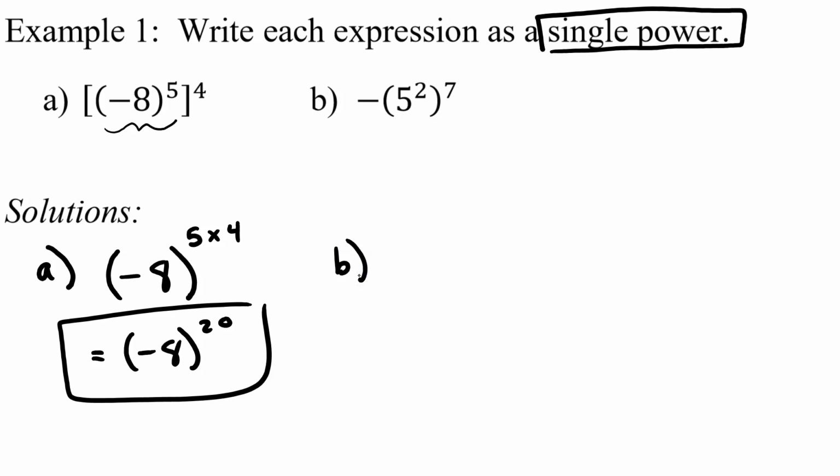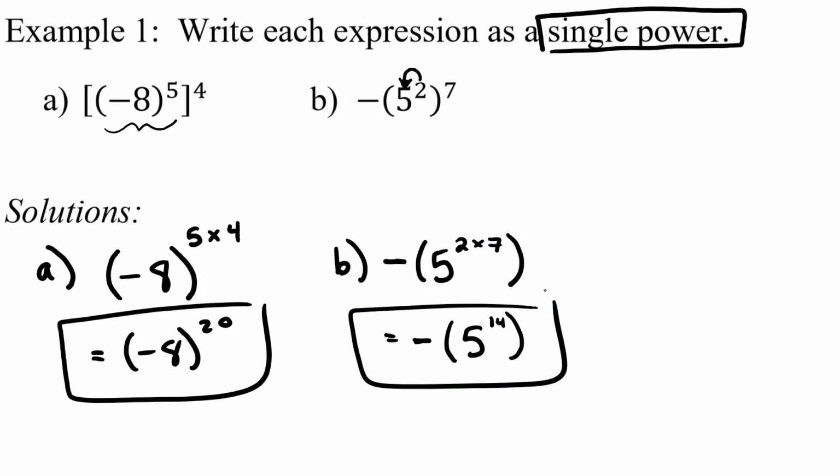The B part of this question is a little bit more tricky because we have to consider what the base actually is. Now, remember, exponents are fair weather friends. They just stick to the ones that are right beside them. So my base here is literally 5. My negative sign is not part of the base. So I'm going to say negative 5 to the power of 2 times 7, which is 14. Done. Put a box around it and walk away.